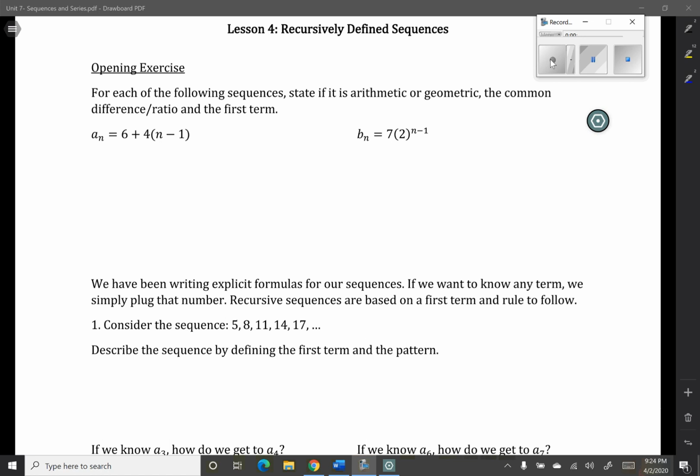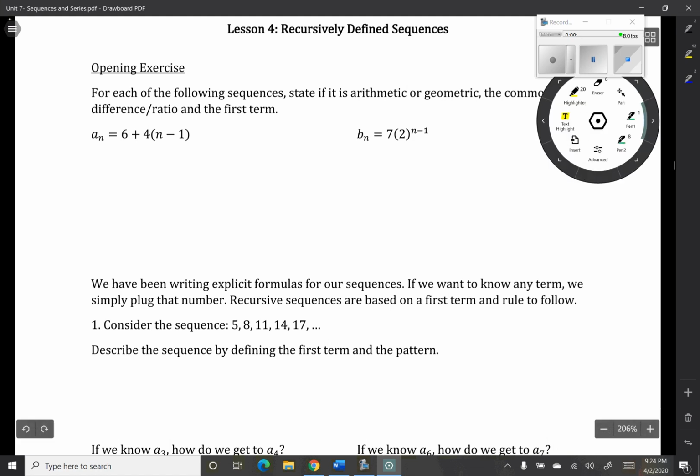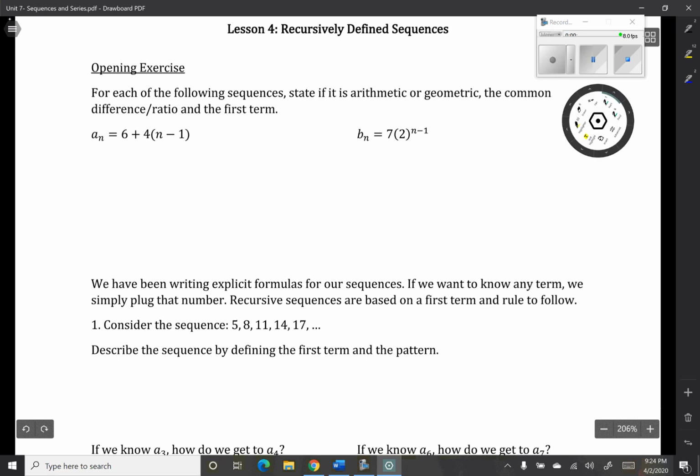Video here for lesson number 4. In today's lesson, we're going to take what we looked at in the first 3 lessons and look at it in a kind of different lens. So we're going to look at this as a recursively defined sequence instead of an explicitly defined sequence, which is what we did in lessons 2 and 3. We're going to look at the same exact patterns, the same exact sequences, but we'll be able to define them just a little bit differently.